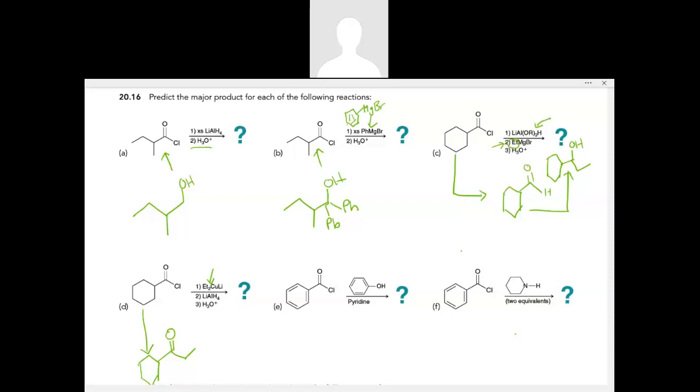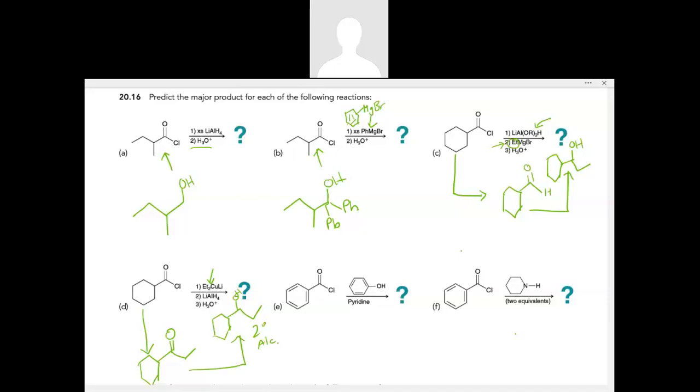And then we have that reducing agent, the lithium aluminum hydride with an acid workup. So we're going to, again, get an alcohol here when we reduce this secondary ketone. We're going to get this alcohol here, a secondary alcohol product. All right, now we have part E, almost there, two more to go.